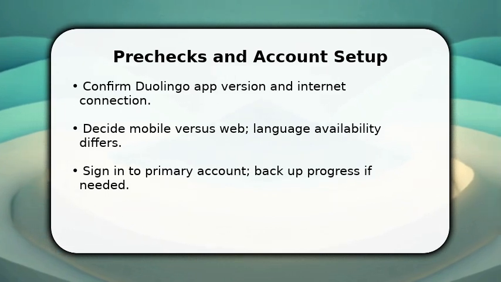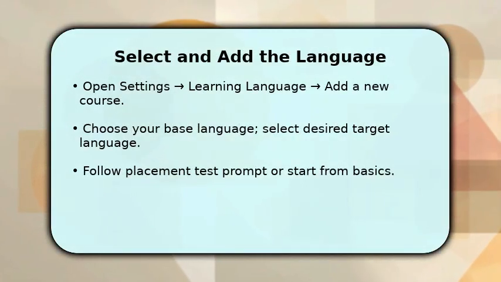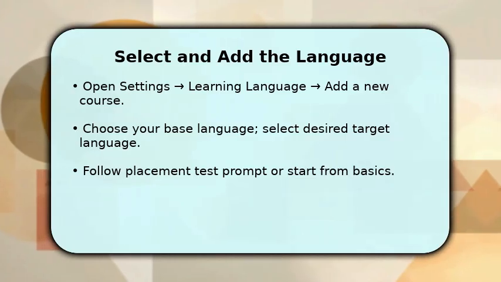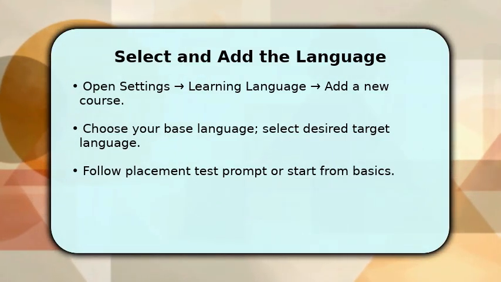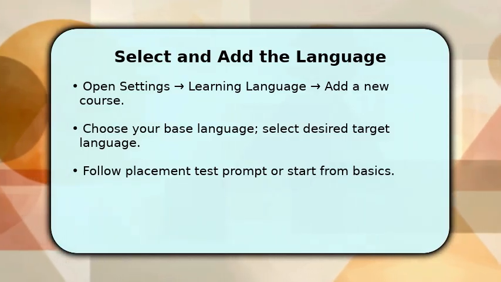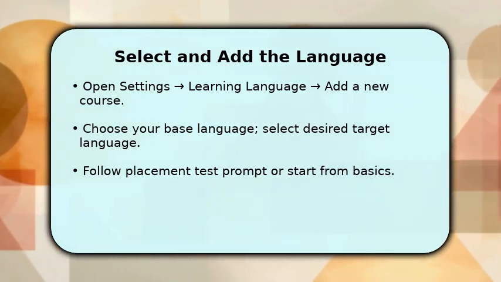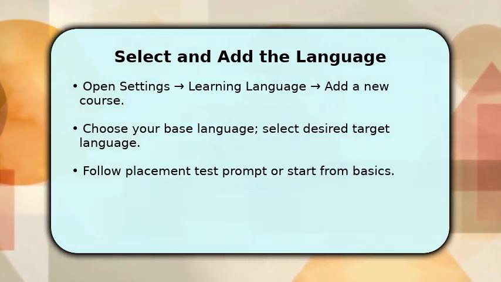Now find Learning Language in Settings and tap Add Course to see available options based on your base language. Choose the target language you want and watch for regional variants. Pick the correct dialect or course path. Once selected, decide whether to take a placement test to jump ahead or start from Lesson 1 to build fundamentals.